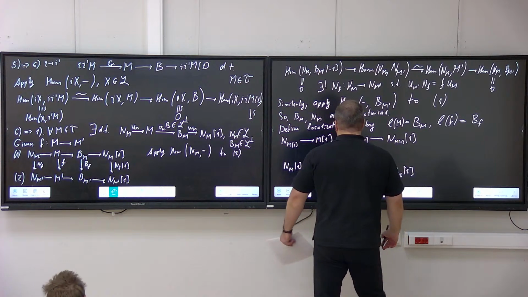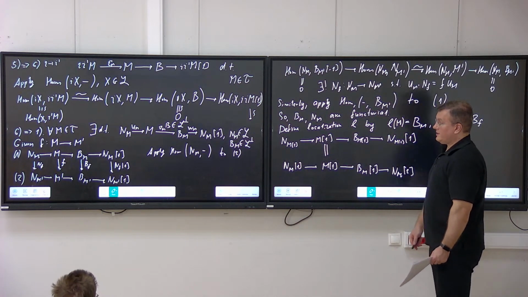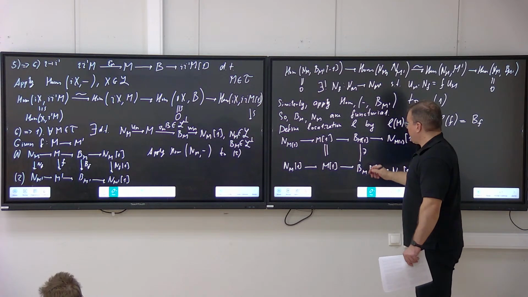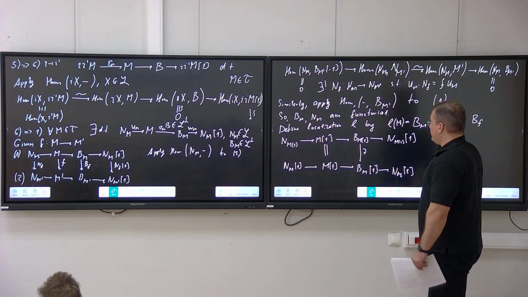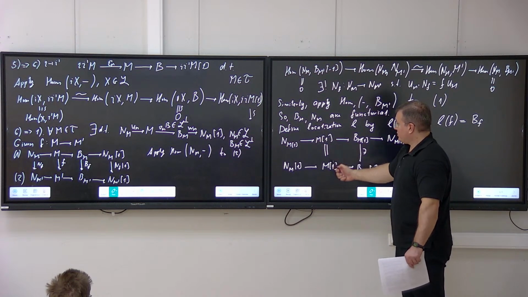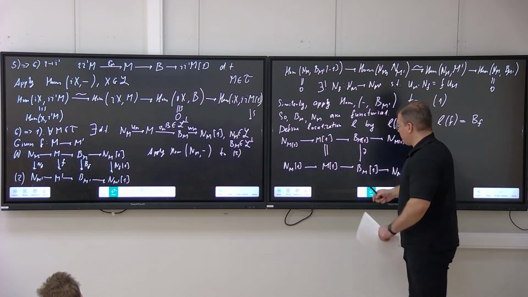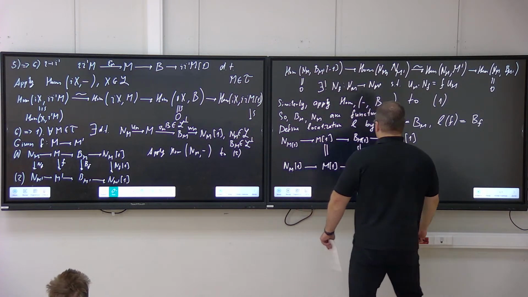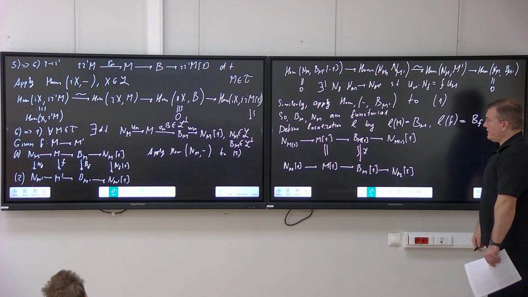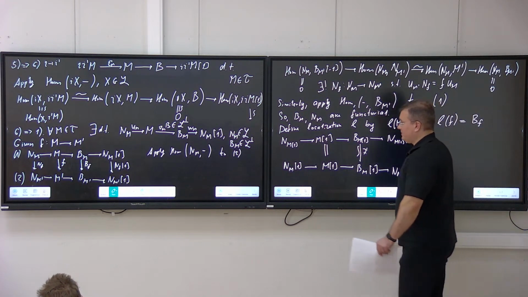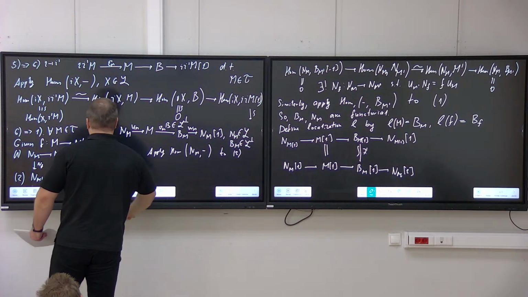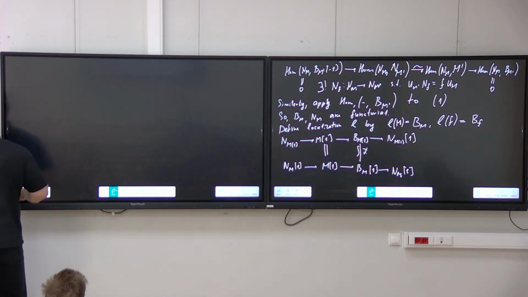I don't want to repeat the argument because the argument is exactly the same as before. So I'll get a unique map here, and it is also clear that I can use a map in the other direction, so this map will be an isomorphism. So there is a unique isomorphism. But if this is a unique isomorphism, it means exactly that this functor L commutes with the shifts. So finally, it maps distinguished triangles to distinguished triangles.